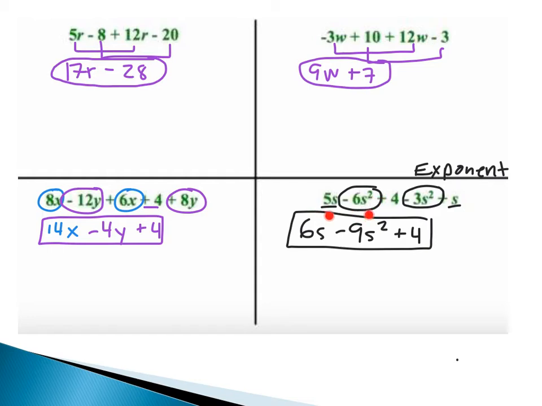So I can't combine 5s and 6s squared, or 3s squared and s. Instead, if I have 5s, I have to look for just plain old s, which I have at the end. So 5s and s give me 6s. Negative 6s to the second power, I can combine with the other s to the second power of negative 3. So here you get negative 6 plus negative 3 gives me negative 9s to the second power. The variable and power or exponent, notice, don't change. And then again, I'm left with that plus 4 at the end. So here is when they have to have the same exponent. You combine them by looking at the same variable and the same exponent. So a little twist there.